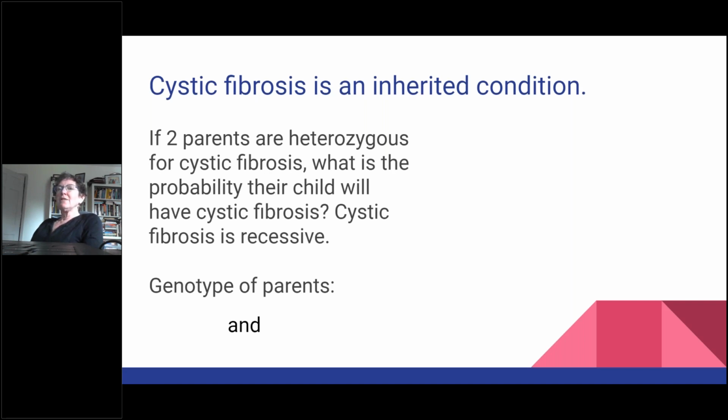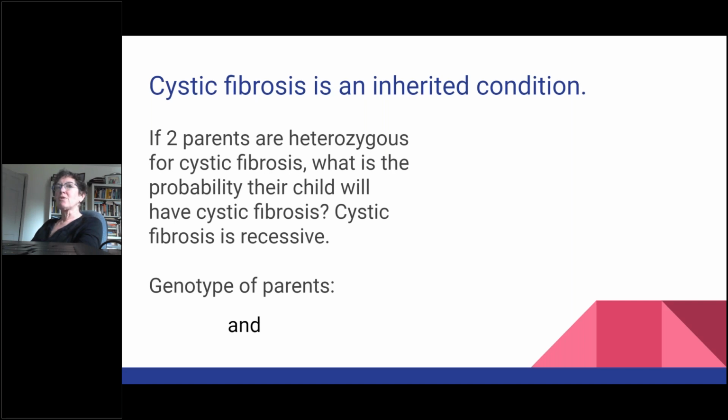So this is a very serious condition that parents might want to know about and think about: what are the probabilities that if we both have this gene, what would be the possibility that we would pass this along to our offspring? So cystic fibrosis is a recessive gene.